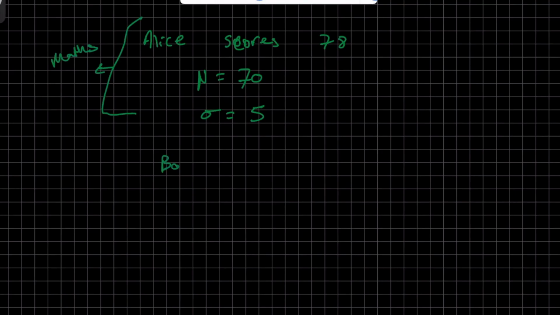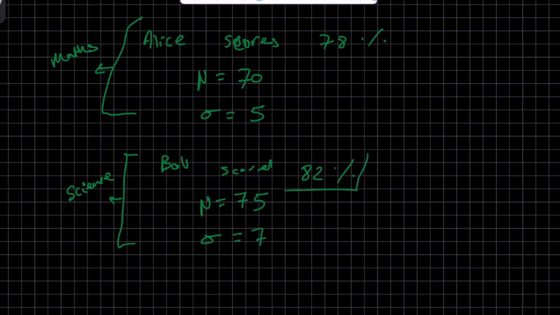Say that Bob was in a science class. Say that he scored 82 on his science test. However, in this class, our mean was 75 and our standard deviation was actually 7. If I ask you the question, who performed better, you may want to say Bob, right? Because he got the highest percentage score.